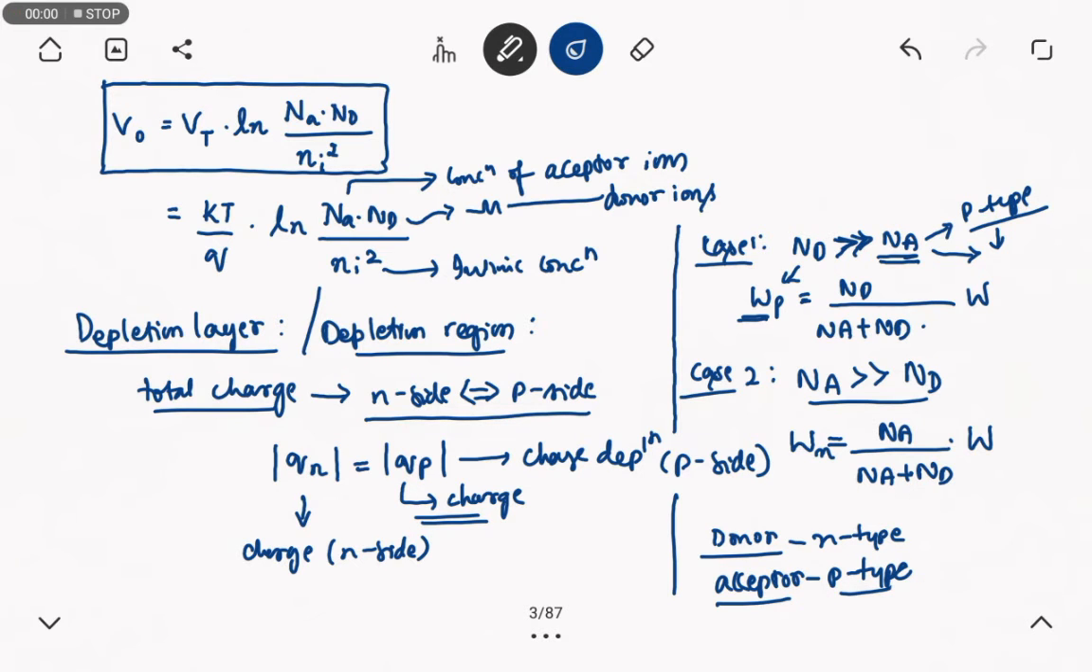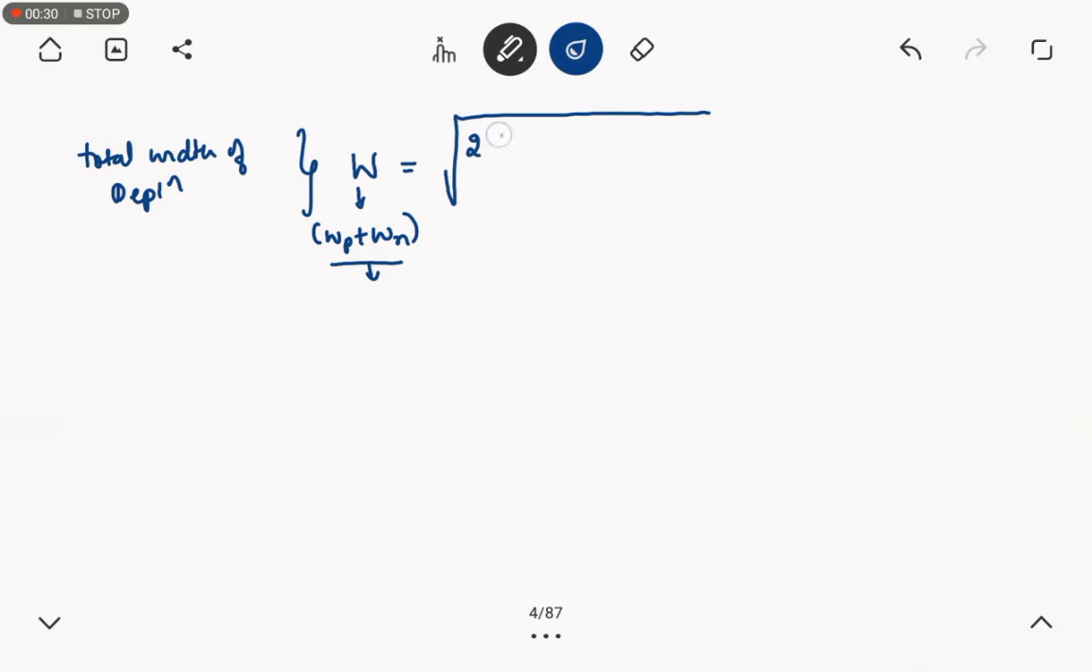Now, how can we write the equation combining these two types, that is N type and P type? This is the total width equation, the total width of the depletion layer. We will be considering this as W. This W represents Wp plus Wn, that is N side and P side. So W is equal to square root of 2 epsilon divided by q, where epsilon is the permittivity, into 1 by Na plus 1 by Nd, into Vj.